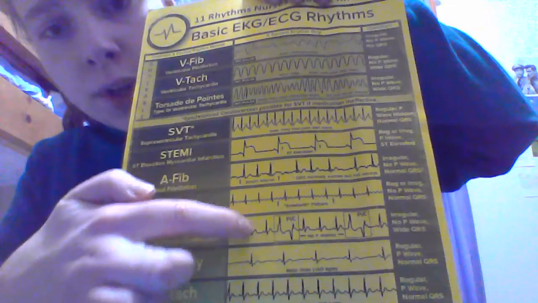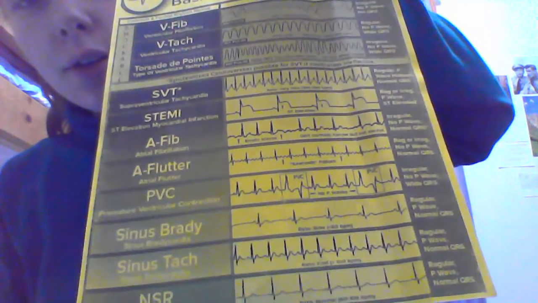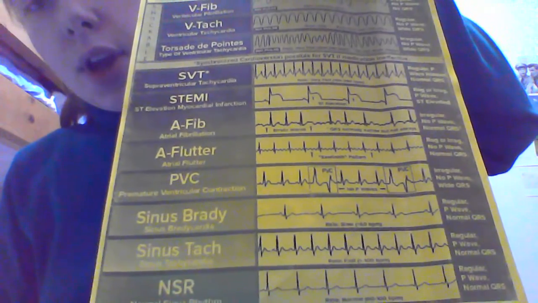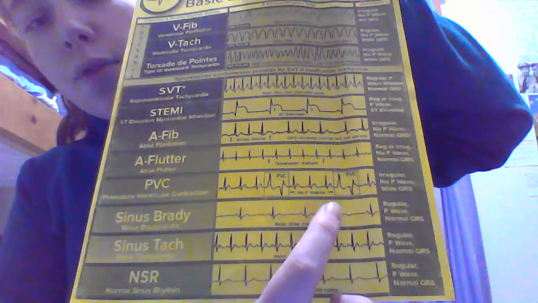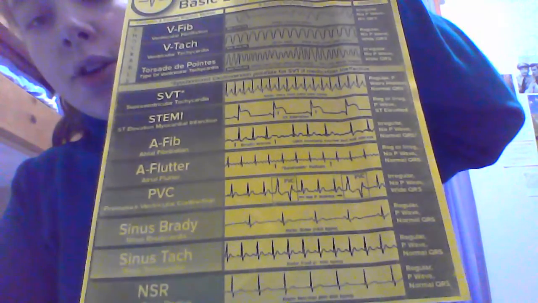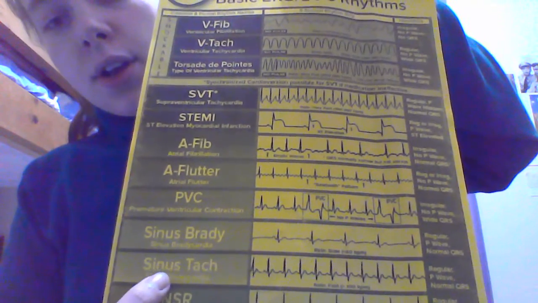We have your normal ones, and then all of a sudden there's one that's not supposed to be there. And then you have the sinus bradycardia. You count 1, 2, 3, 4, 5, times it by 10, you get 50. That's bradycardia. And then you have sinus tachycardia.